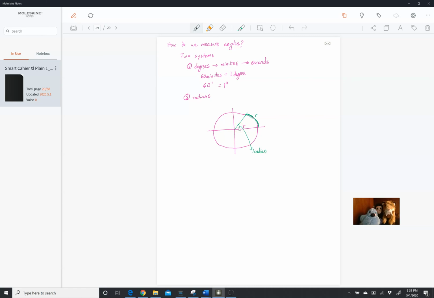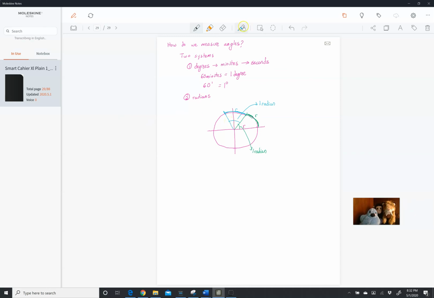If we do this again, let's take a different color, this nice blue here. We're going to lay out again our string that has a length of r, and we're going to connect to the center. Now this has a measure of 1 radian. So radian is an angle measure. Now from here to here is 2 radians.